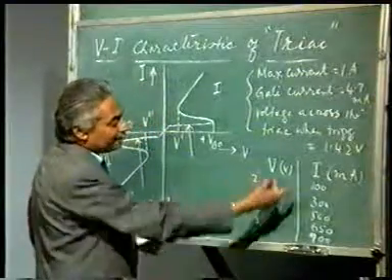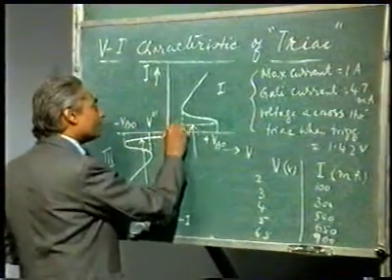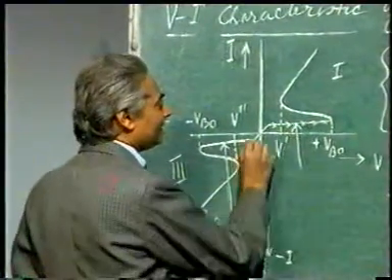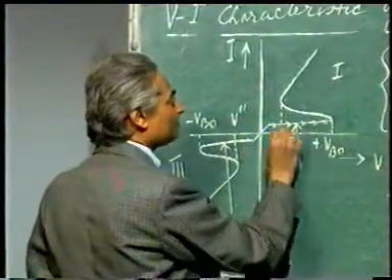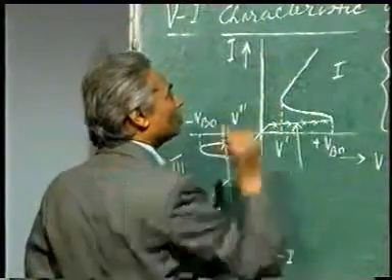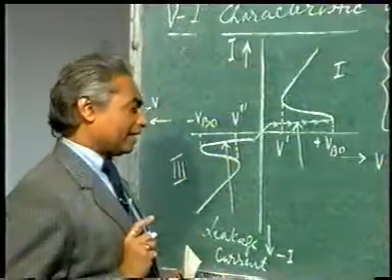So with these readings of corresponding voltage and current, I can plot some of the characteristics here, and I know this point, I know this point, I know this point, I know this point. So I can very easily plot the whole first quadrant characteristic. So this is about the first quadrant characteristic.